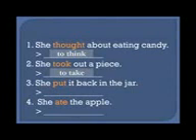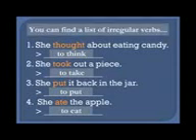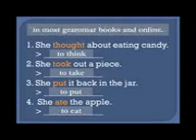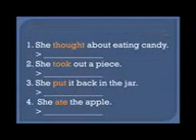3. She put it back in the jar. The infinitive? To put. 4. She ate the apple. What's the infinitive? To eat. Now, irregular verbs can be tricky. There are a lot to remember. Most grammar books have a list of irregular verbs in the back. You can also look online. Just do a search using the keywords irregular verbs in English. End of part 1. Please go on to the next part of this lesson.